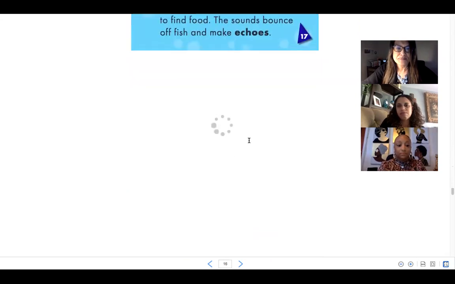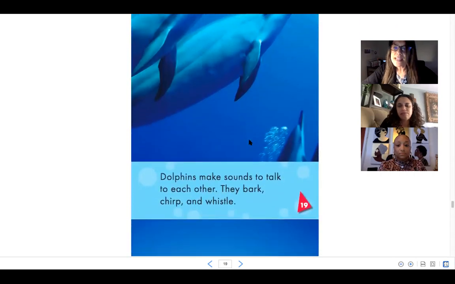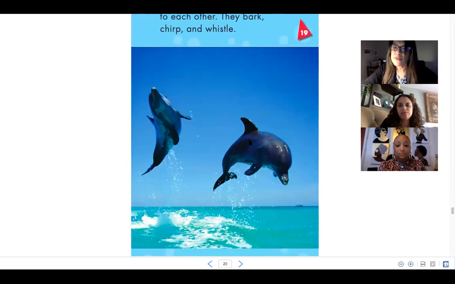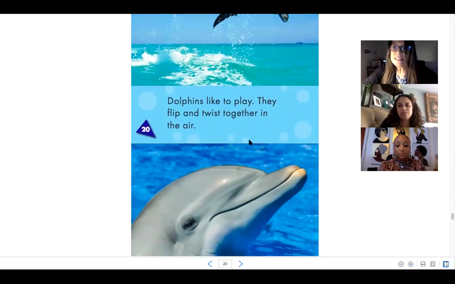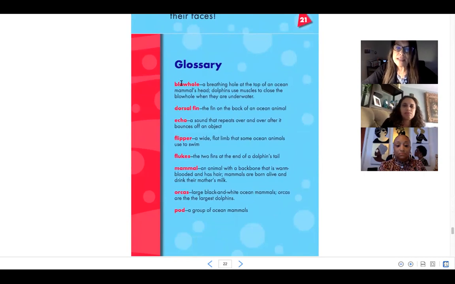Nonfiction text is great. So as you scroll through the book and you read to your children, you can stop along the way and have a discussion with them about things that they're learning, things that maybe surprise them. And here is the glossary. So you can also highlight, oh, look, there's the blowhole. That was one of the bolded words.